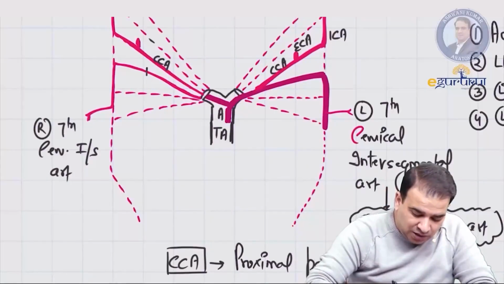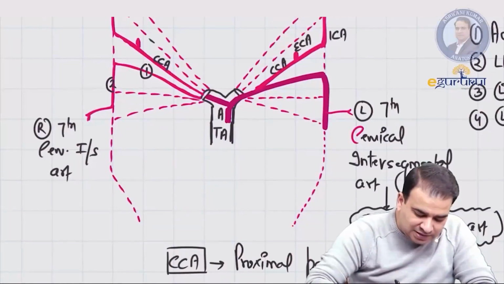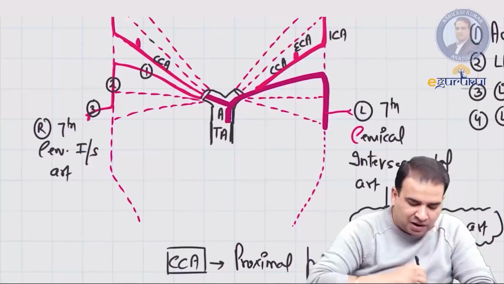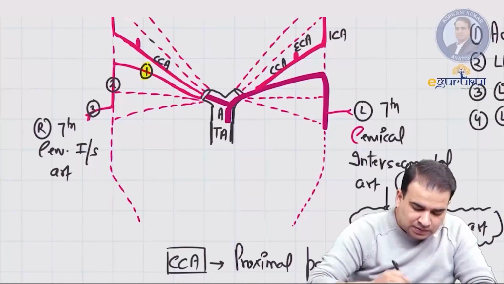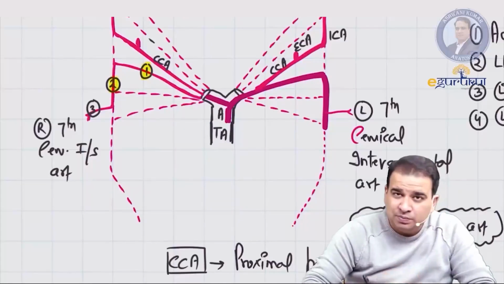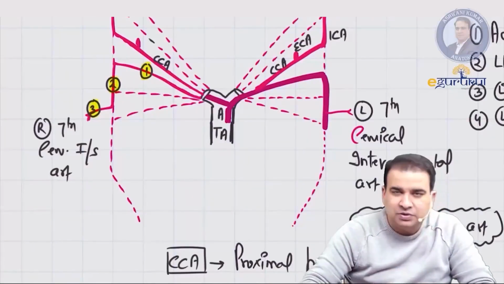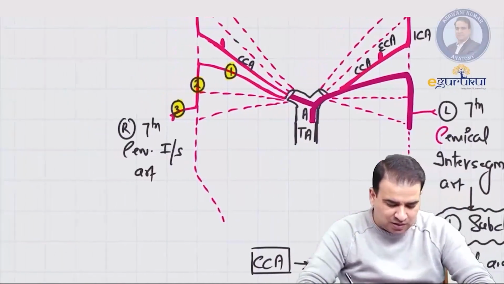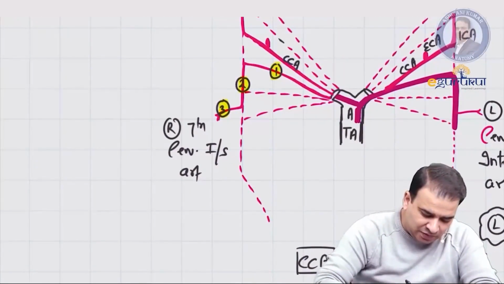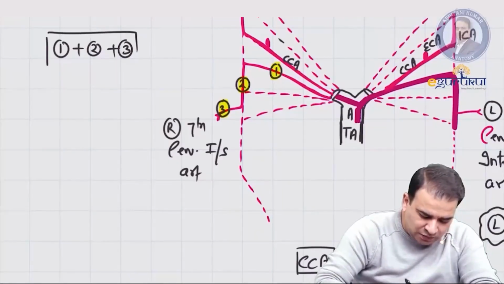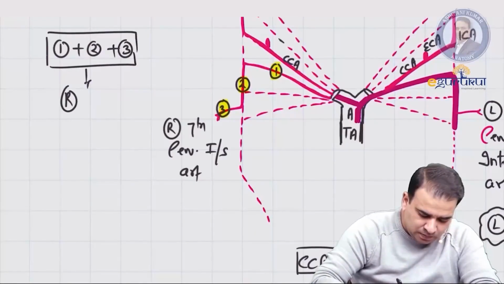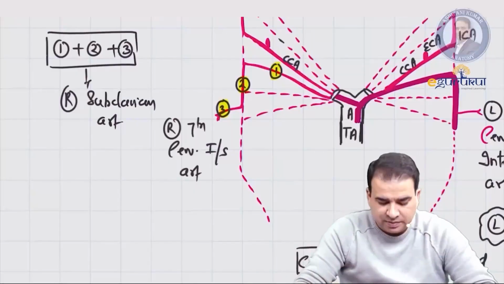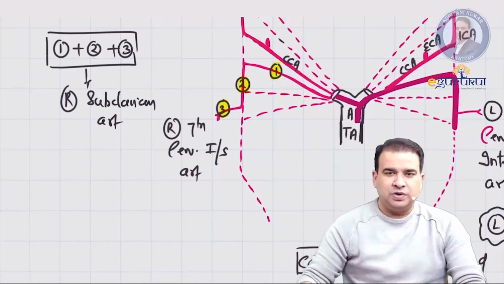So basically there are 3 components for the development of the right subclavian artery, the 3 components which I'm marking here. What is number 1? That is a right 4th arch artery. What is number 2? Right dorsal aorta. And what is number 3? That is right 7th cervical intersegmental artery. So all these 3 together will give rise to the right subclavian artery. This 1 plus 2 plus 3, they together will give rise to the right subclavian artery.